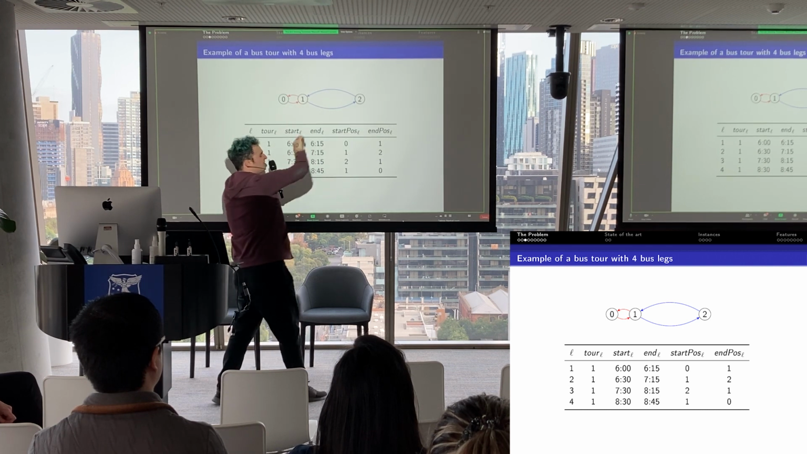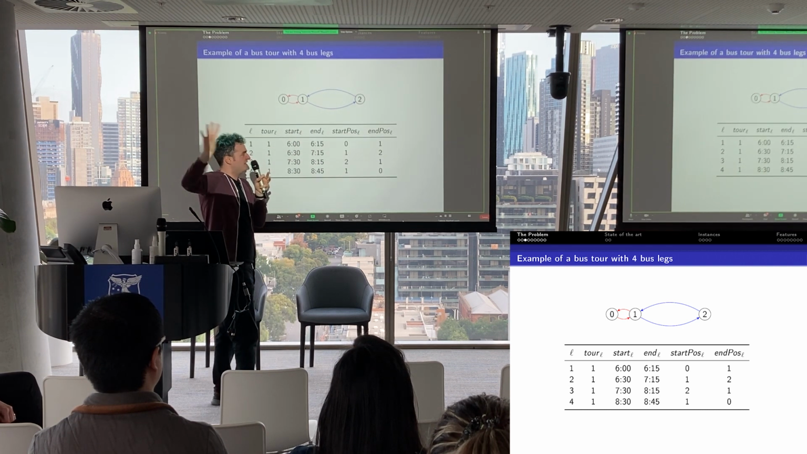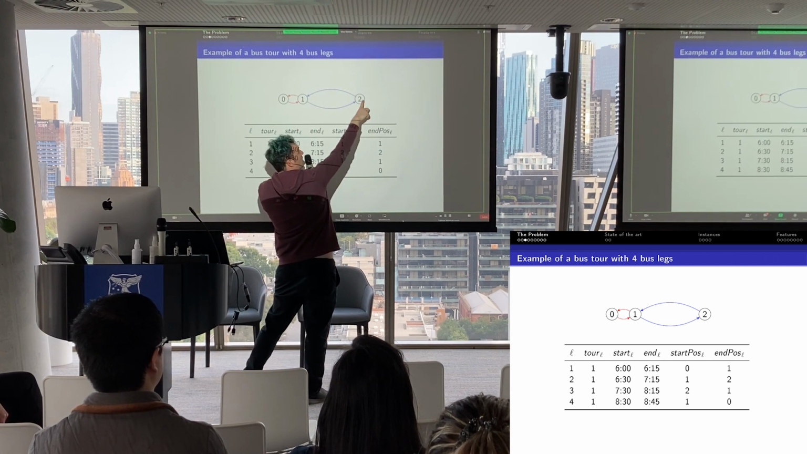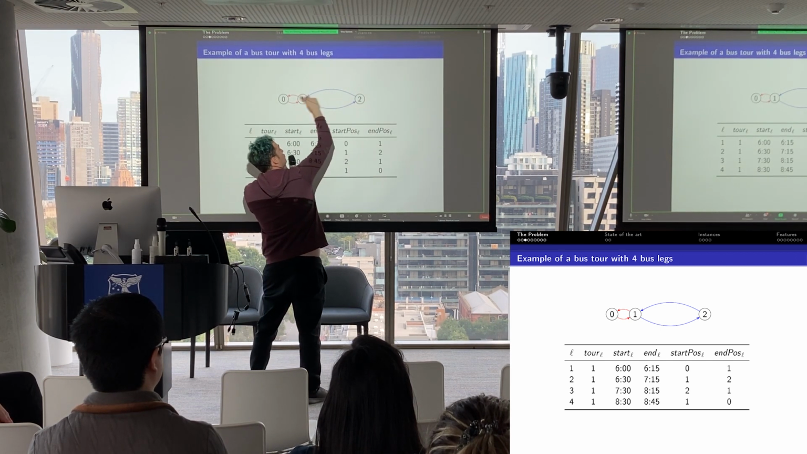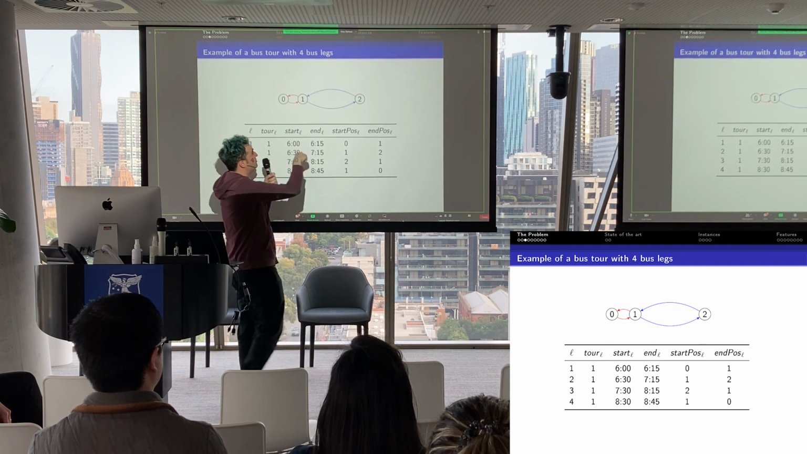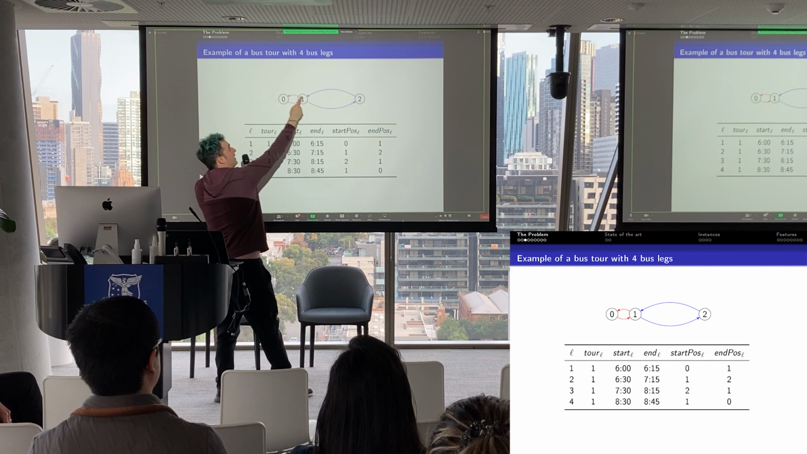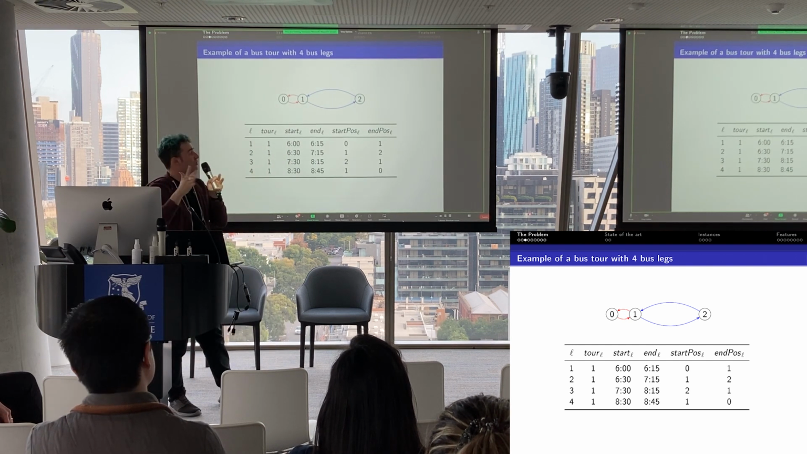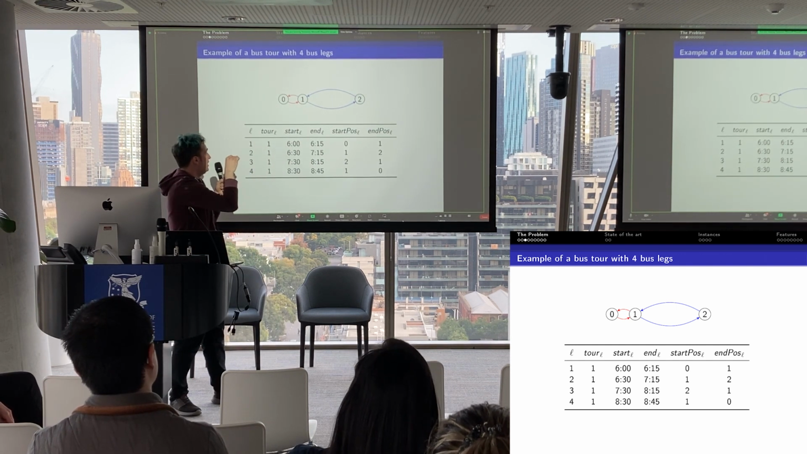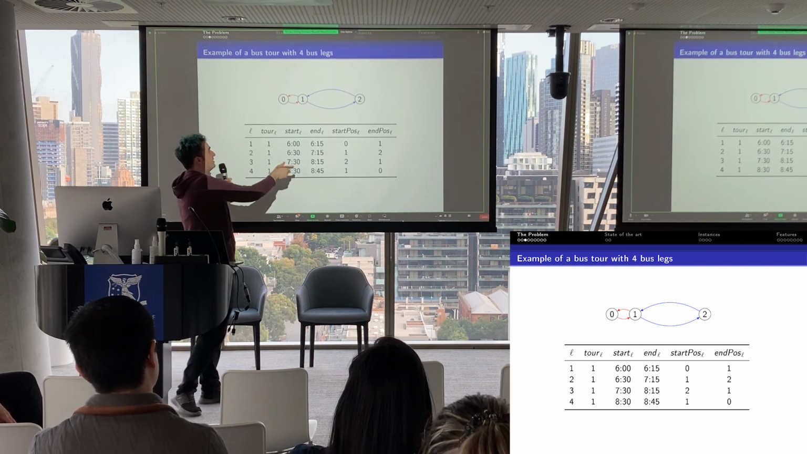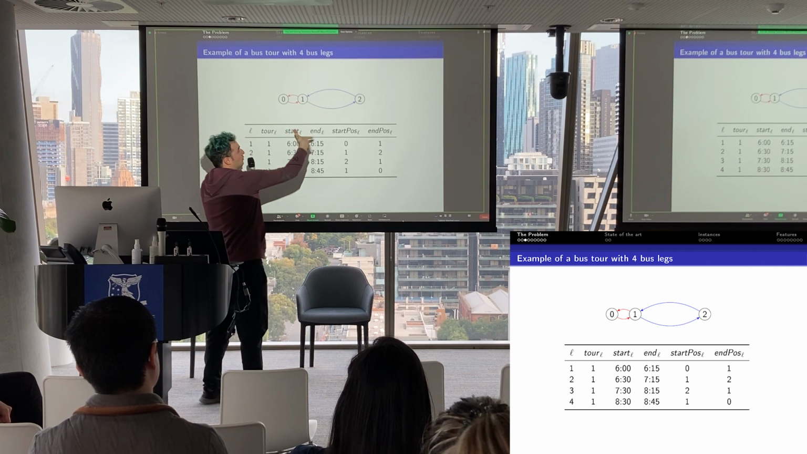Then, from bus stop 1, which you can think of as the end of a bus line, it goes to bus stop 2, takes a break, and then from bus stop 2 it goes back to bus stop 1, and so on and so forth, until at the end of the day it goes back to the depot. This is what we call a bus tour, and every vehicle is associated with a bus tour. Each of these arcs is what we call a bus leg.